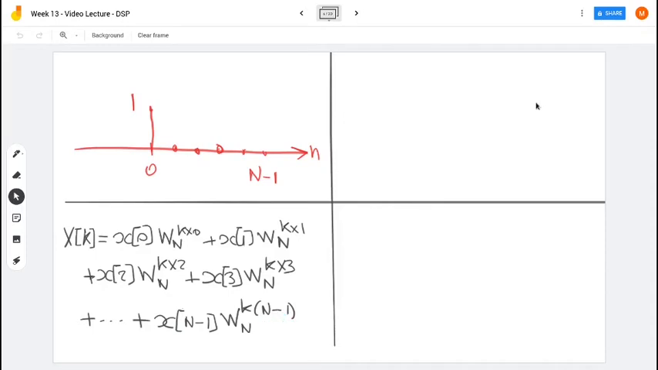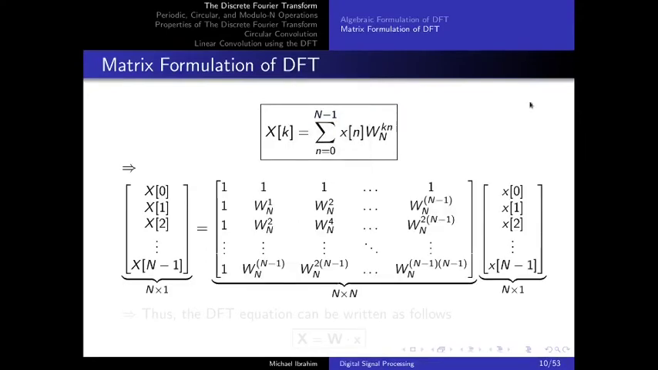And this equation will be repeated for k equal to 0 and k equal to 1 and k equal to 2 and so on. So what about k equal to 0? For k equal to 0, all the wn to the power k terms will give us 1s. So we'll be simply having x of 0 plus x of 1 plus x of 2 up to x of n minus 1. So let's go back over here. So x capital of 0, which is happening at k equal to 0, will be simply the summation of x small of 0 plus x small of 1 plus x small of 2 up to x small of n minus 1. So this can be arranged in this form.